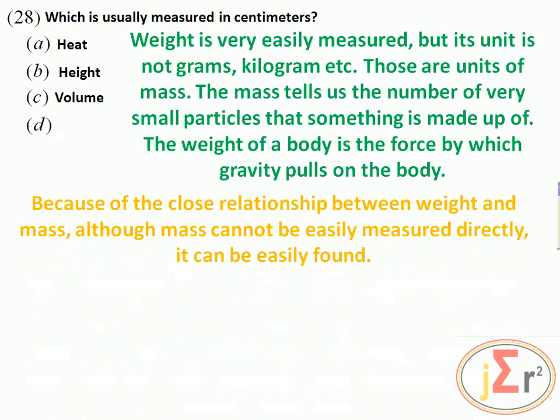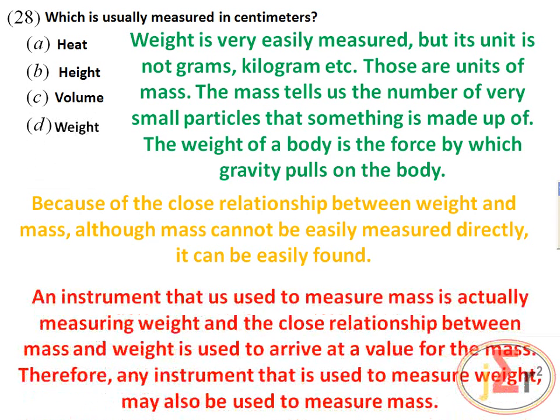Although mass cannot be easily measured directly, it can be easily found, because there is a close relationship between weight and mass. An instrument that is used to measure mass is actually measuring weight. The close relationship between mass and weight is used to arrive at the value of the mass. Therefore, any instrument that is used to measure weight may also be used to measure mass.